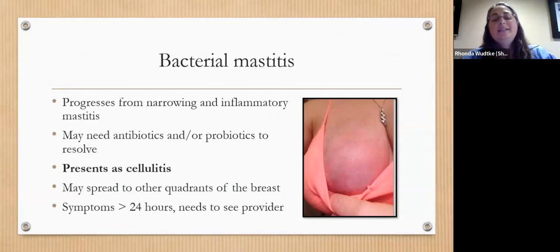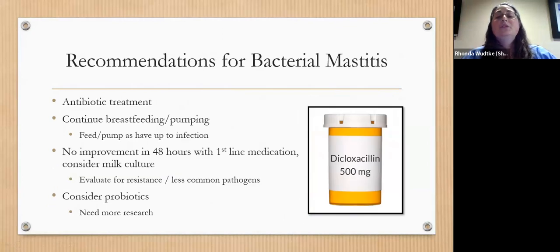But if this is lasting more than 24 hours, their symptoms are not improving, they do need to call their provider. This presents as cellulitis, which is even more redness all throughout the breast. You can go through different quadrants, and this does require antibiotics and/or probiotics to improve that, because it continues to go down that spectrum and inflammation gets worse and worse. So we do want antibiotics. Like I said, it talks about medications, durations, dosages in there. It also talks about how to do a milk culture. If the patient is not getting relief within 48 hours, we need to consider a milk culture and a medication change.